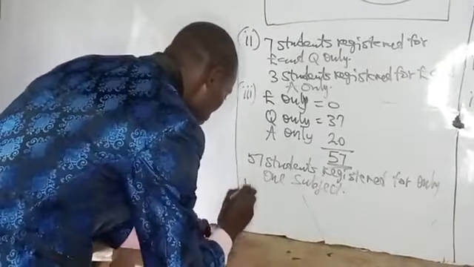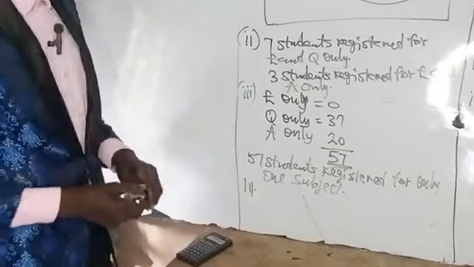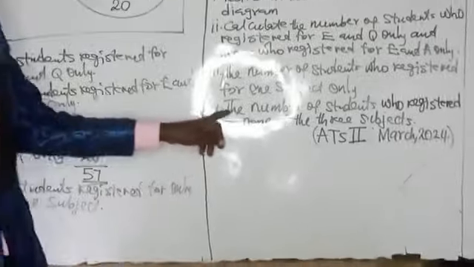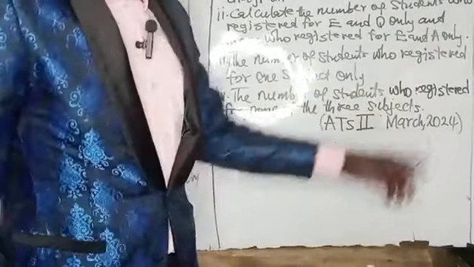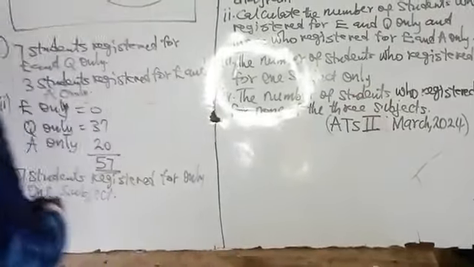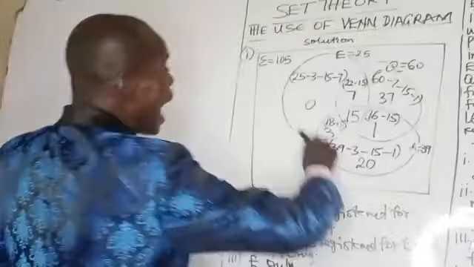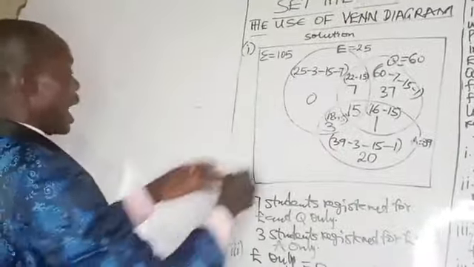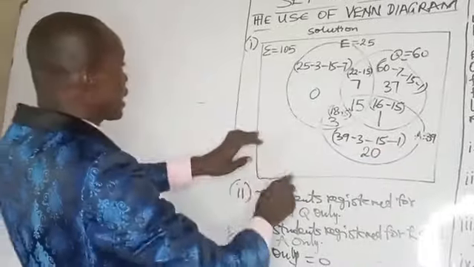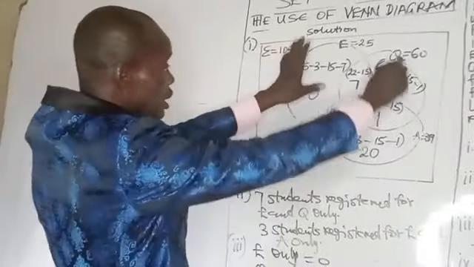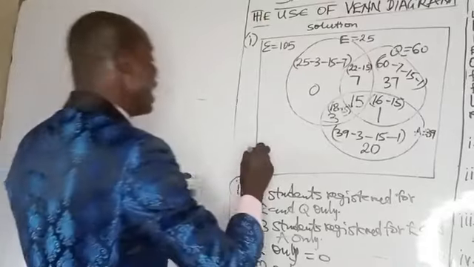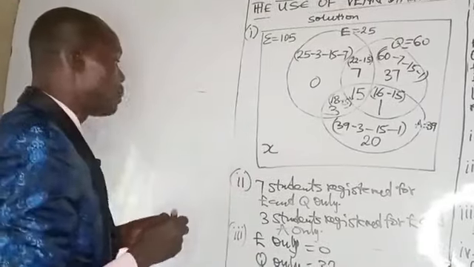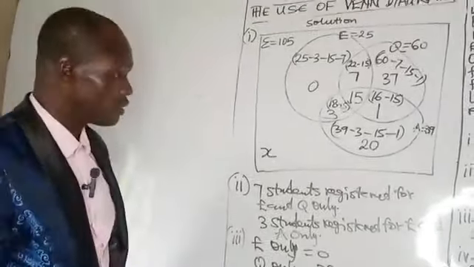Number 4. The number of students who registered for none of the 3 subjects. None of the 3 will be outside the 3 circles. And that is not given. No figure is given outside the 3 circles. All these figures are within the circles. So this is the universal set. Now let that region be X, since it is not given.